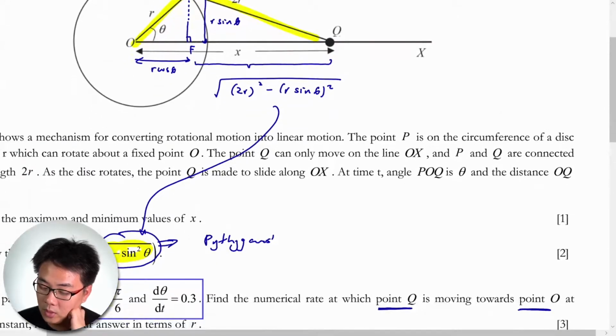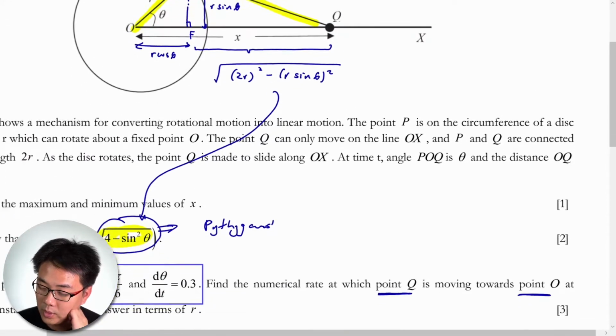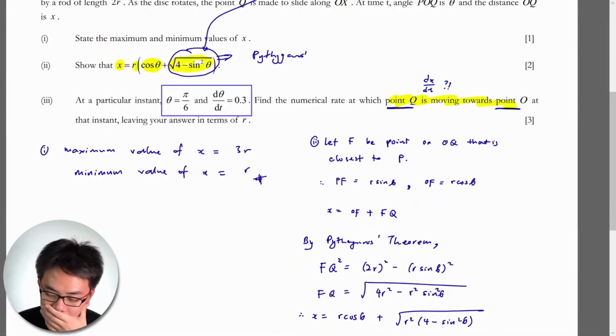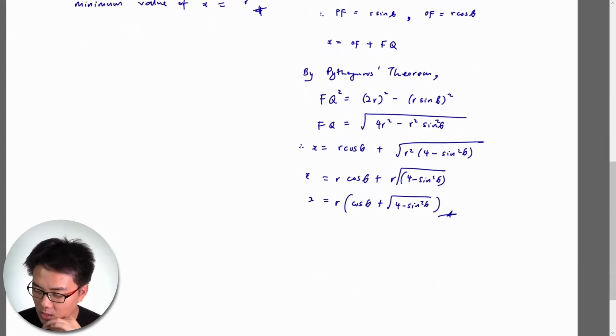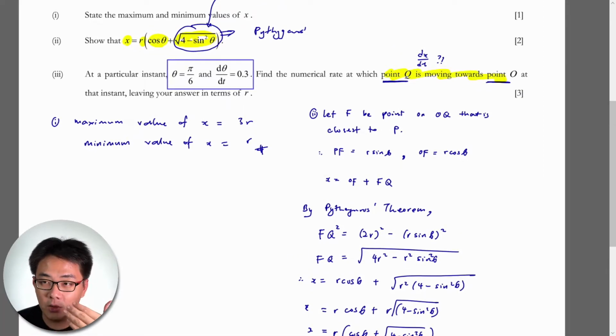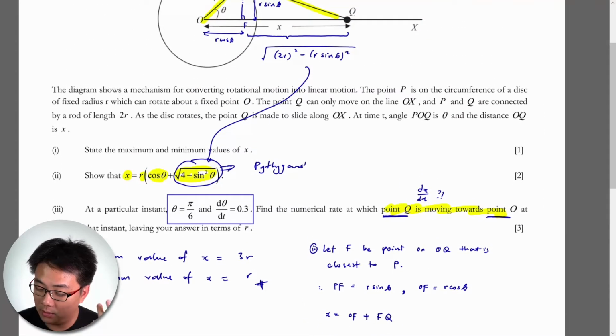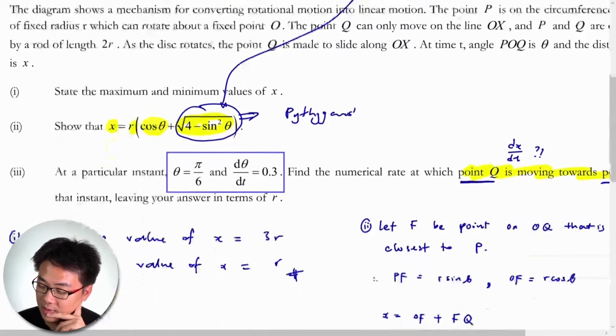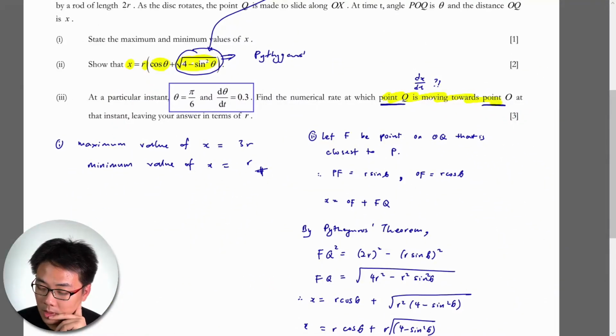Numerical rate at which PQ is moving towards point O. Okay, so in other words, you are asked to find dx dt. That is dx dt. This question is pretty okay, I think. So you want to find the rate of change of x. That's what they want. Point Q moving towards O is just x, so you're looking at the x value there. So leaving answer in terms of R.